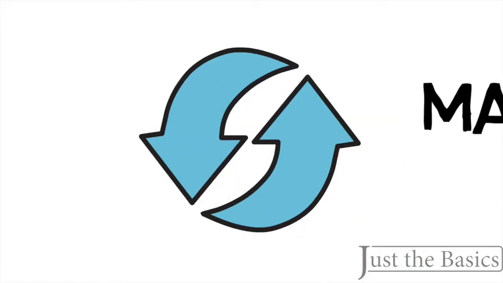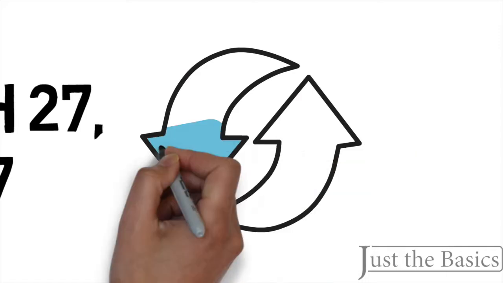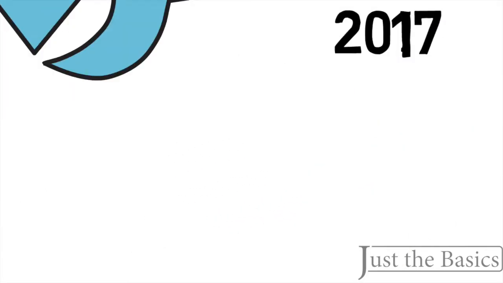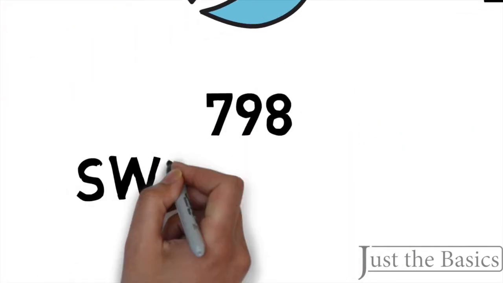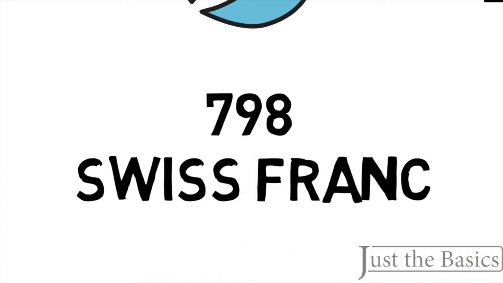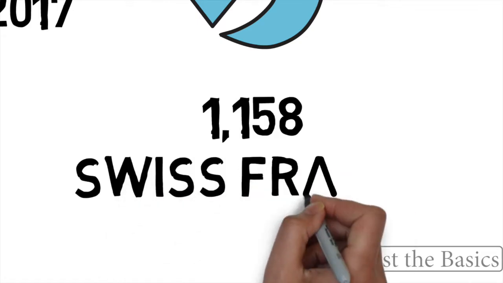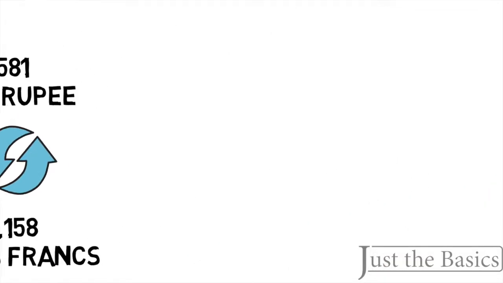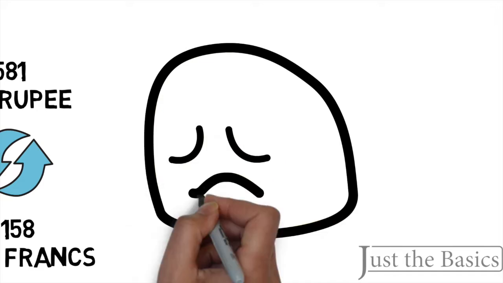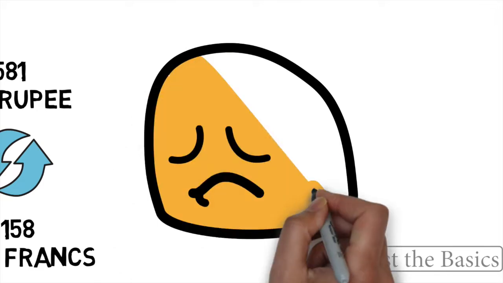So once you've converted the money back into Swiss francs, what you'll see is that on March 27th, 2017, 10 years later, the 46,252 ruble now translates into 798 Swiss francs, and then the 76,581 rupee is now 1,158 francs. So basically, by doing all of this, you lost about 200 bucks in ruble and got 158 bucks in rupee over the course of that 10 years.